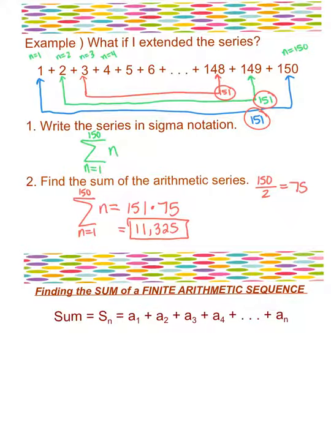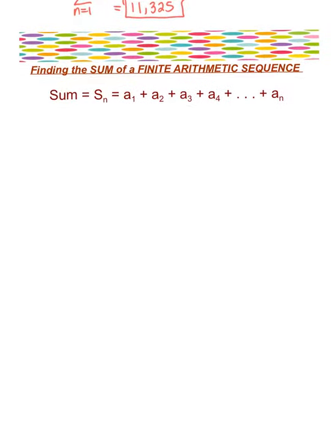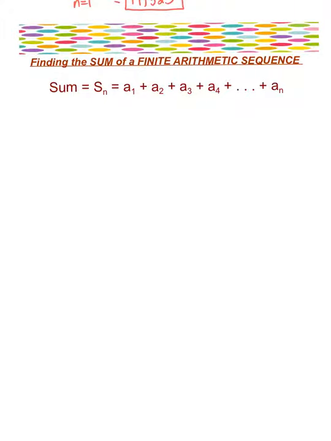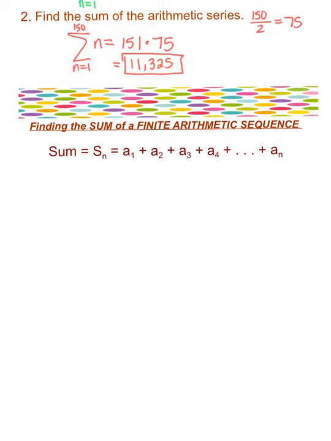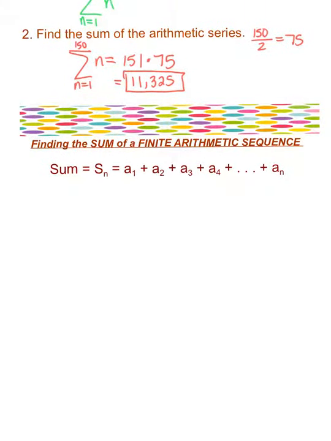Okay, so that was a fun story. Now let's talk about finding the sum of a finite arithmetic sequence, which you just did right there. The first thing is notation, just recognizing this S sub n. S sub n stands for the sum of the first n terms of a sequence.